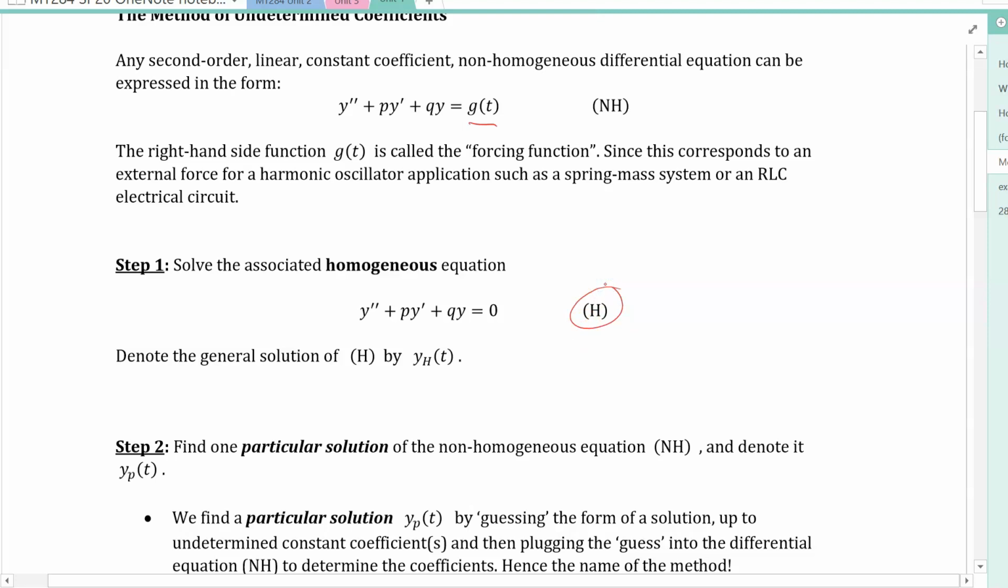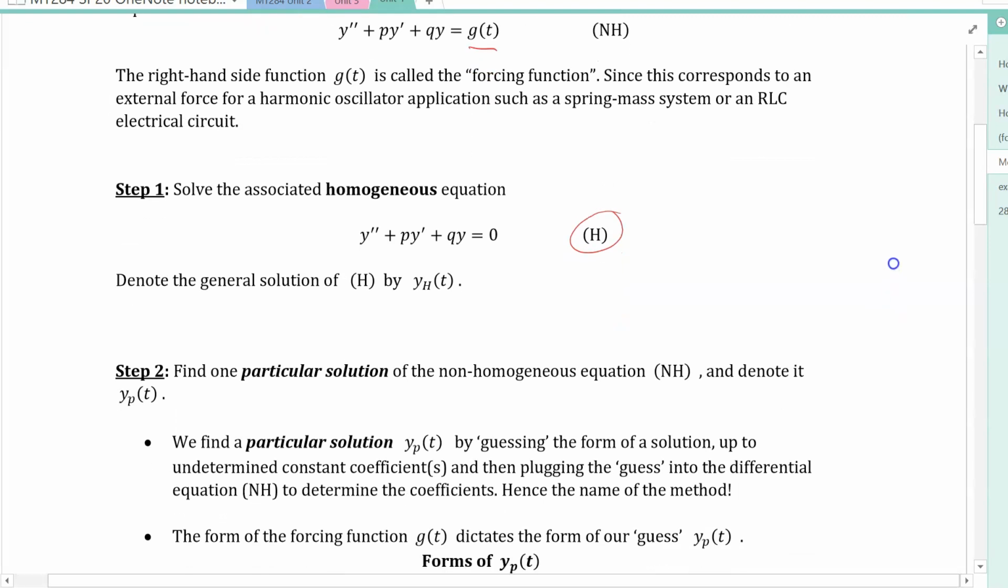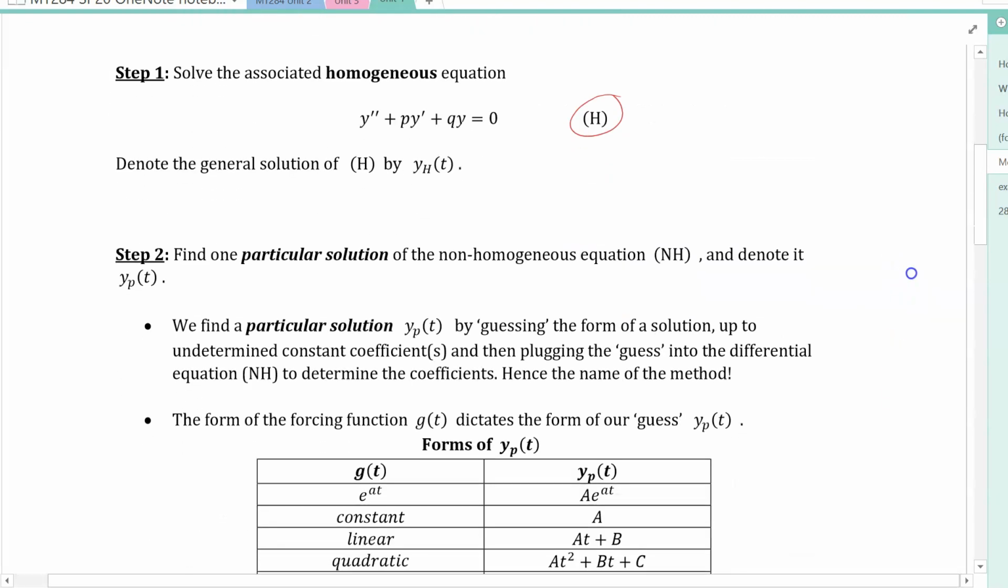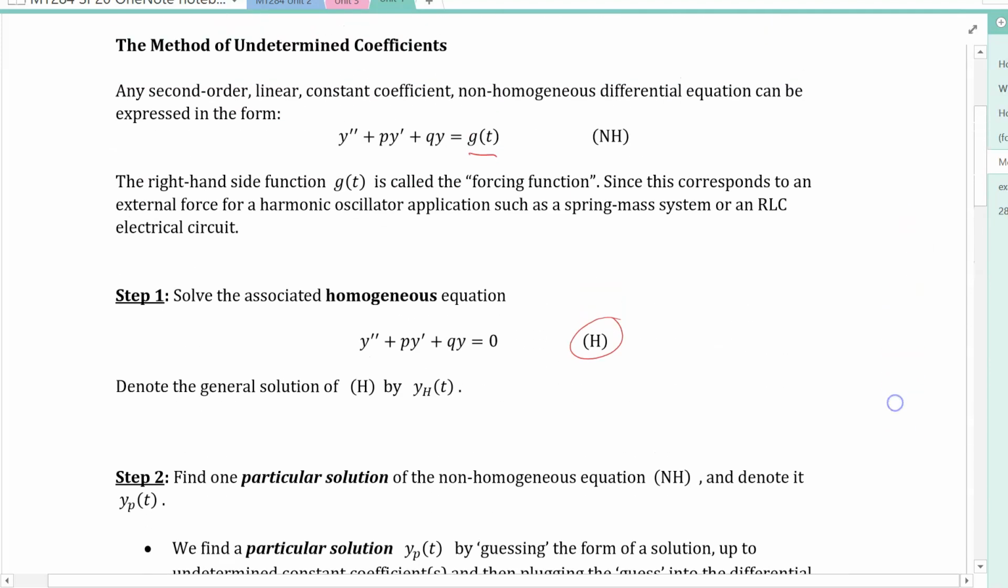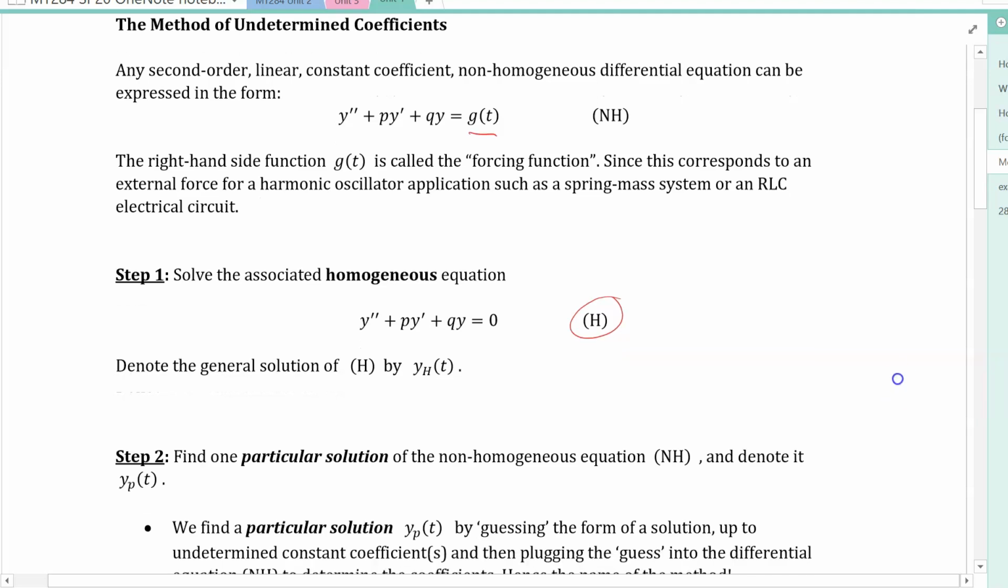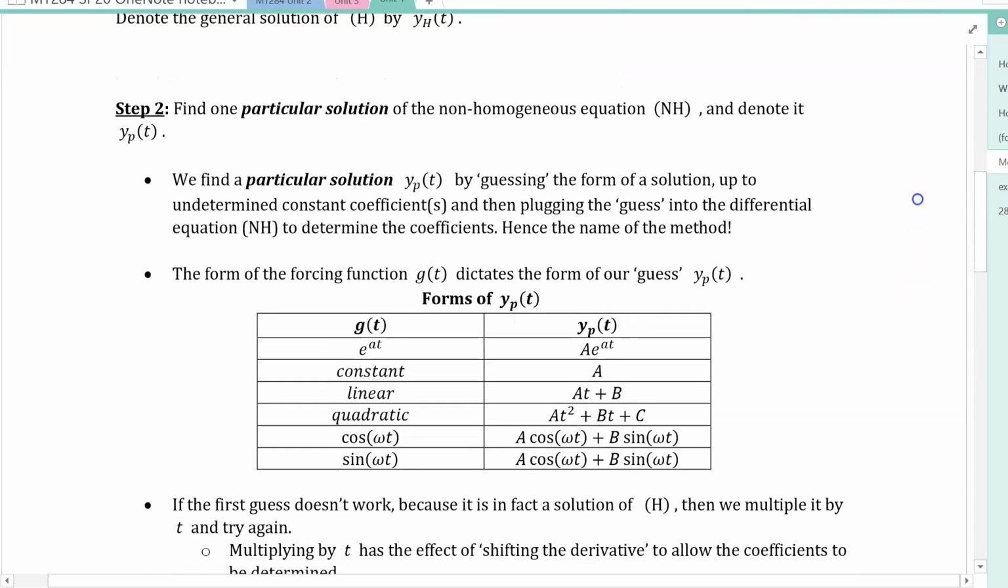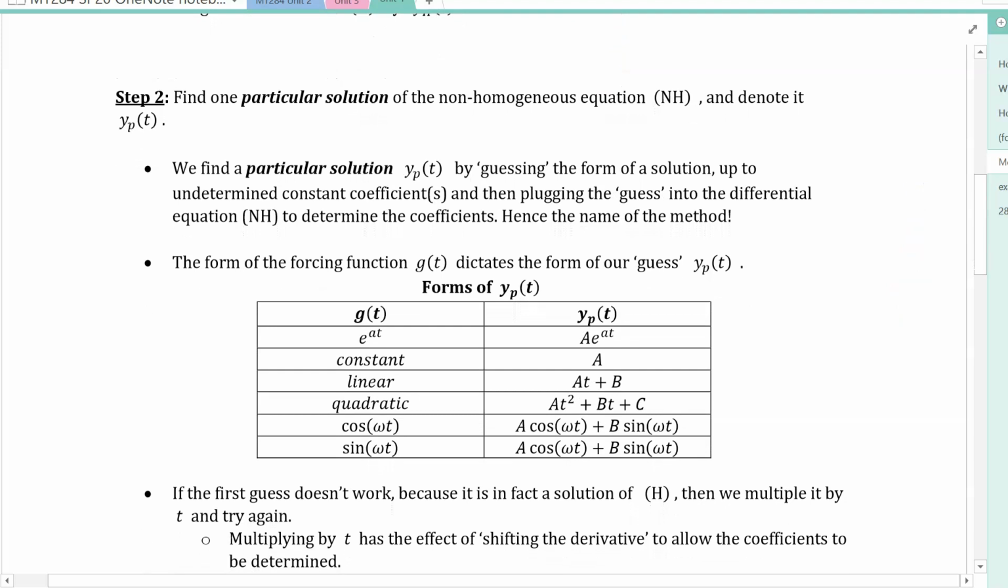We know how to do that well. We denote the general solution of that equation, which will involve some arbitrary constants k1 and k2, by y sub h for homogeneous. Second step, find a particular solution to the non-homogeneous problem. Non-homogeneous is where we have the function g of t, which we call the forcing function on the right hand side. What we do there is we find one particular solution to that.